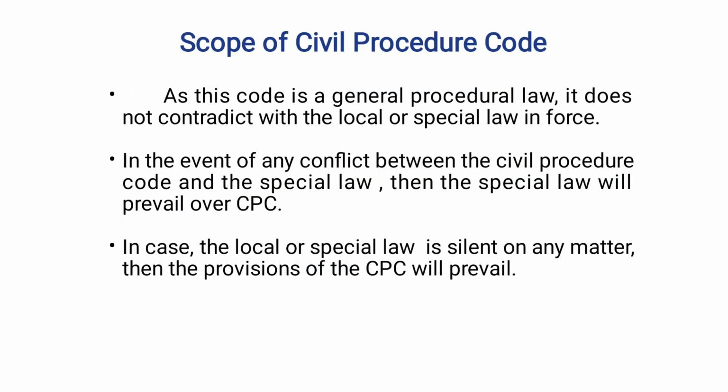Next, finally, scope of the Civil Procedure Code. To understand the scope of the Civil Procedure Code, first you have to understand what is a special law or what is a local law. Special law means law made to deal with a particular subject or a class or a situation. It deals only with a particular subject. And local law means it operates only in a particular state or a region.